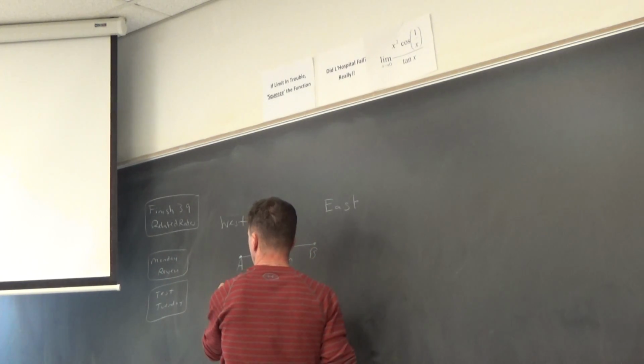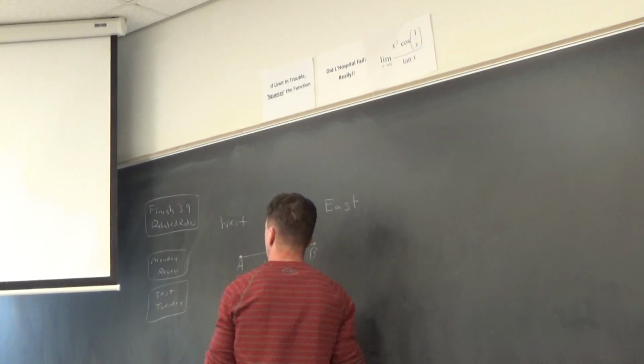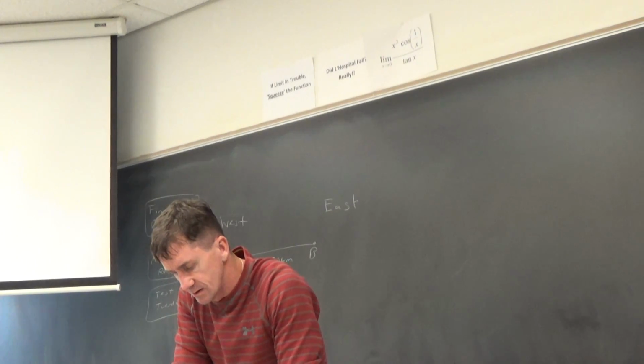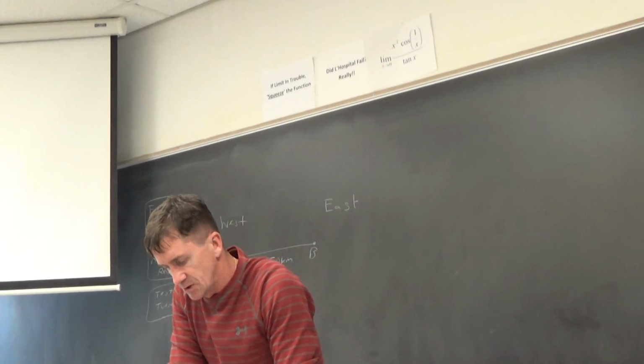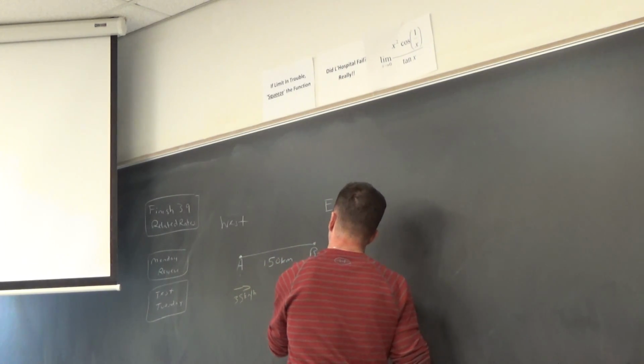This guy right here, he's going that way at 35 kilometers per hour. Ship A. What about ship B? Ship B is sailing north at 25 kilometers per hour. Okay, you're going that way. 25 kilometers.